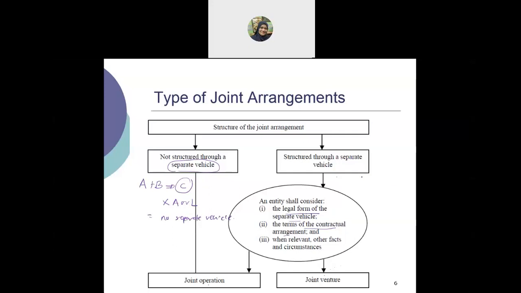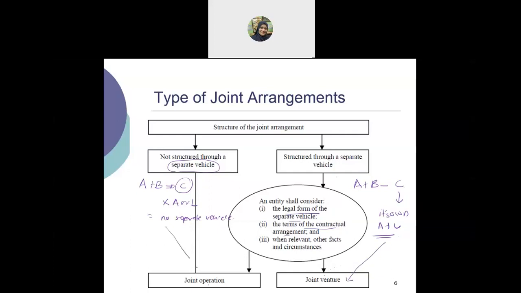Okay, this is another example. A and B join together and form C, and then this C has its own assets and liability. So this is another thing. This one is called a separate vehicle, so this one becomes a joint venture.